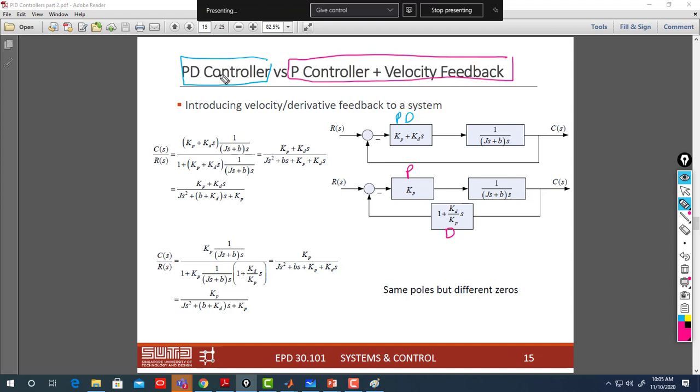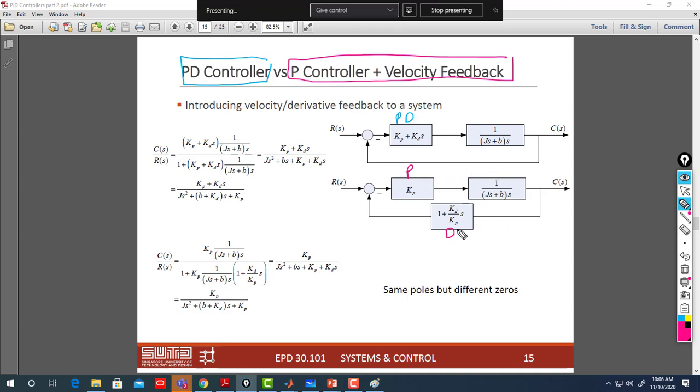So we need to compare these two controllers. This alternative controller of PD. This is PD controller and this PD controller. But this we call it P controller plus velocity feedback, or plus derivative feedback, or plus rate feedback. Velocity, derivative, or rate feedback, because you have the S in the feedback.